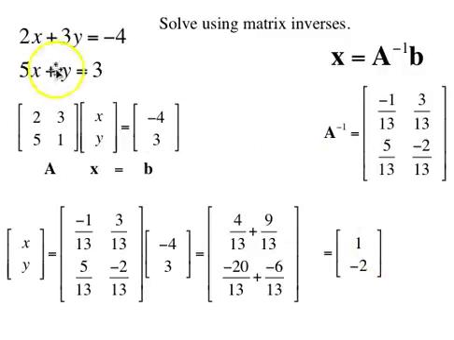But again, another quick check. 2 plus negative 6, negative 4, check. 5 times 1, 5, plus negative 2 is 3, check. So our solution set is indeed the point 1, negative 2.